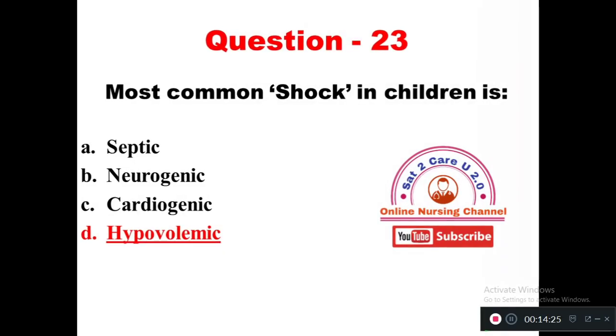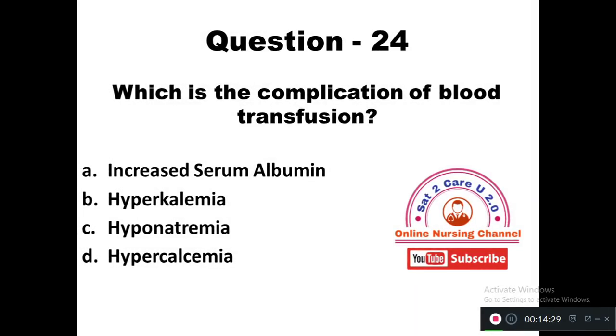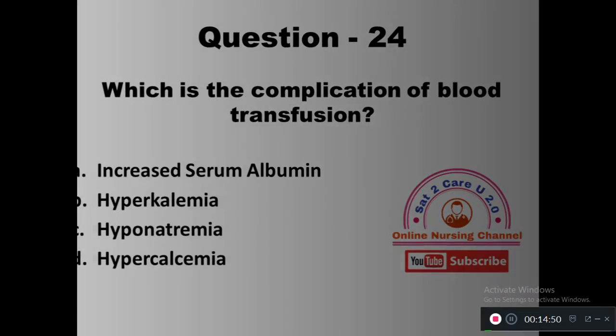Question number 24. Which is the complication of blood transfusion? Option A increased serum albumin, B hyperkalemia, C hyponatremia, D hypercalcemia. The most common complication of blood transfusion is option B, hyperkalemia.